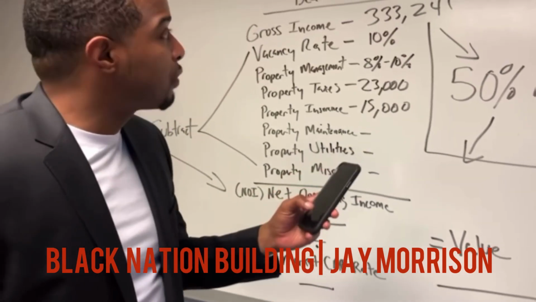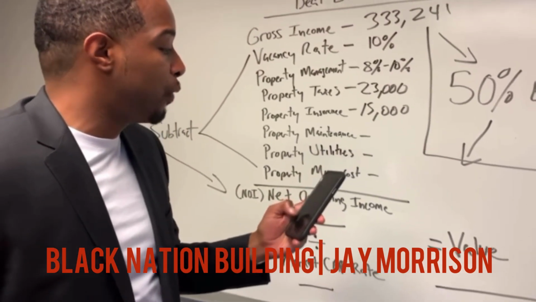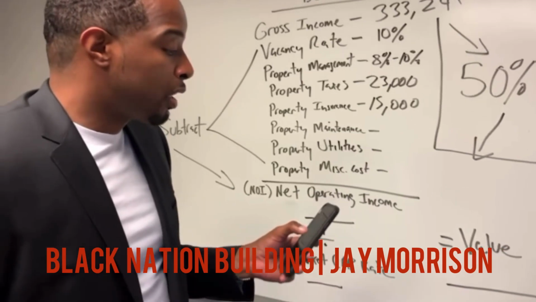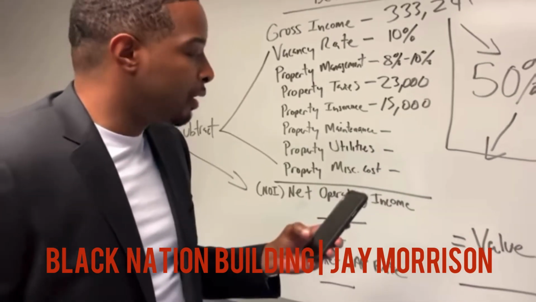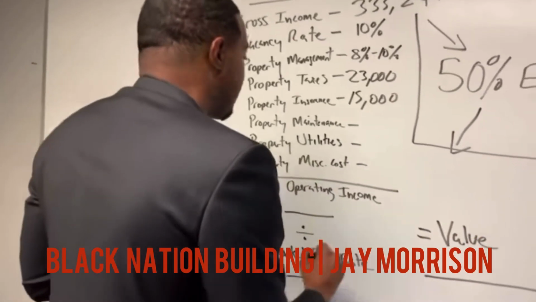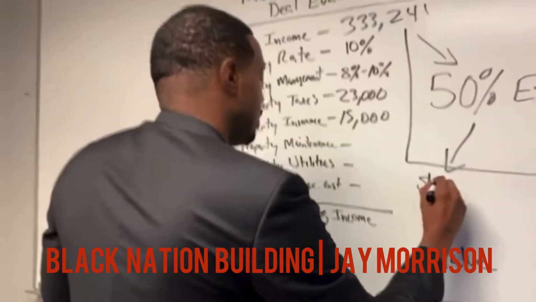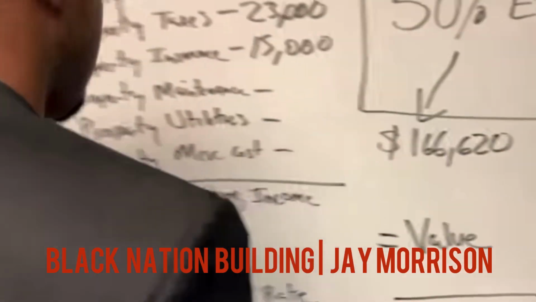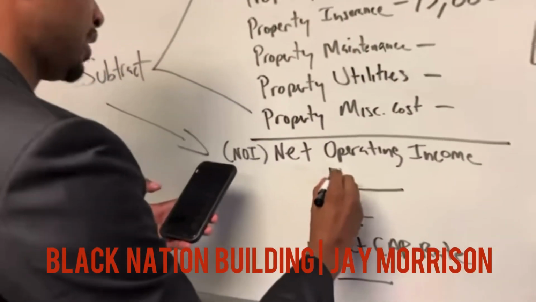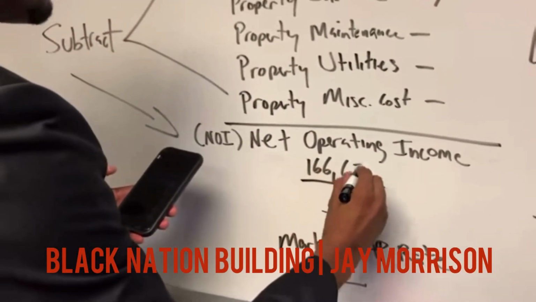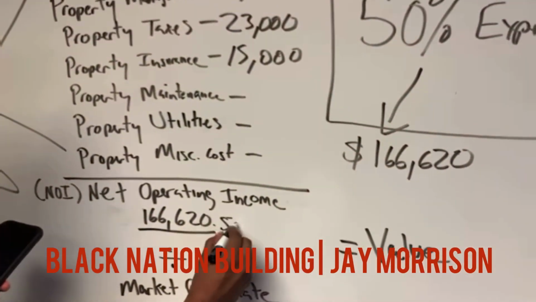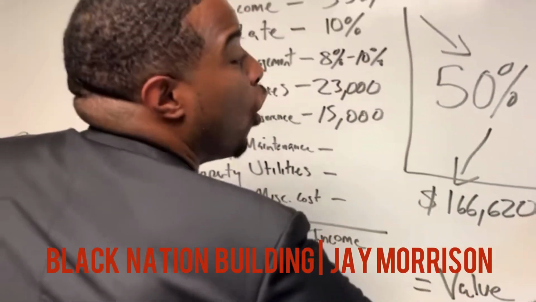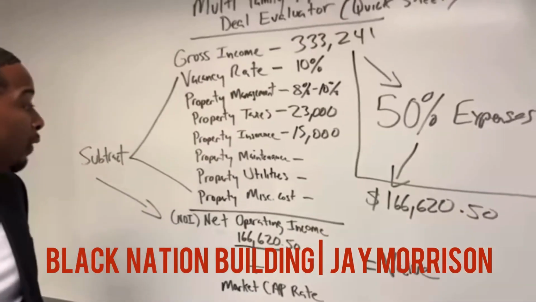So we know we got $333,241 of income. We're going to divide that by 2, which is 50%. And so now we get a net operating income value of $166,620. So we'll put that here as well. $166,620, actually 50 cents. Let's get that 50 cents in there. We need all of our change.